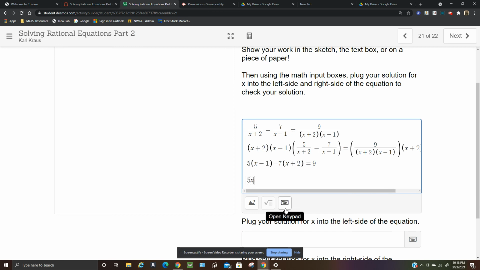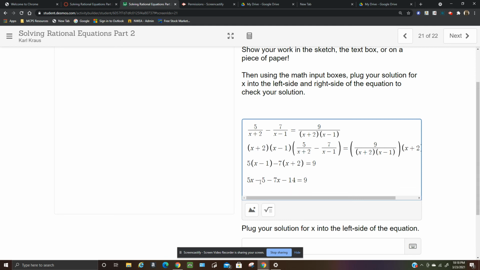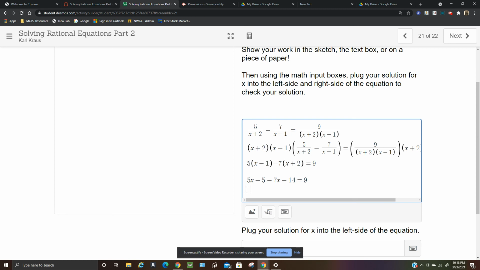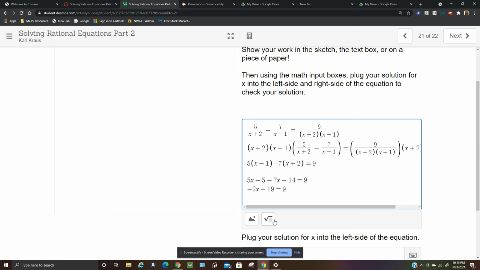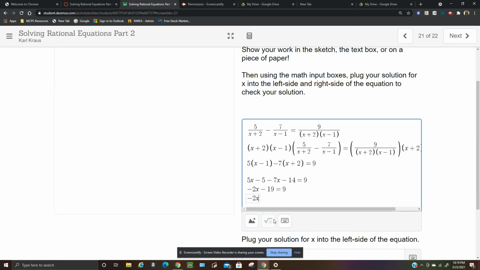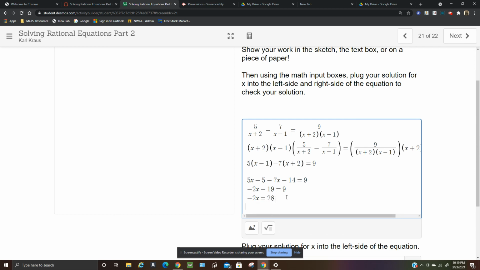And then you have 5x minus 5 minus 7x minus 14 equals 9. And then 5x minus 7x is negative 2x. And then minus 5 and minus 14 is minus 19. And then add 19 to both sides. And finally divide by negative 2.